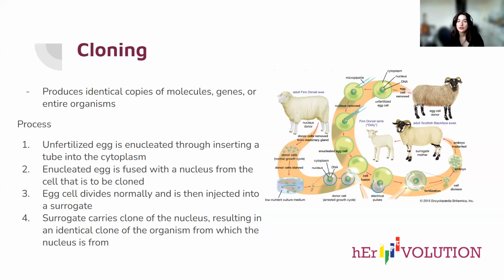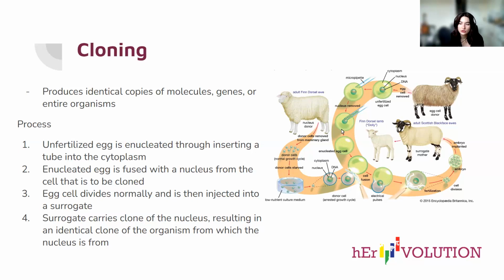And this cell divides normally, continues this process, and then is injected into a surrogate. So any other animal that can carry this egg will take it, and so the surrogate will carry a clone of the nucleus that was injected, nothing else. So it will result in an identical clone of whatever provided the nucleus.